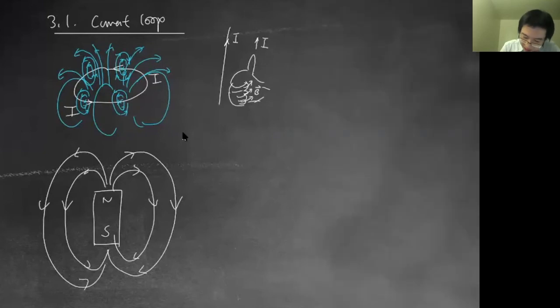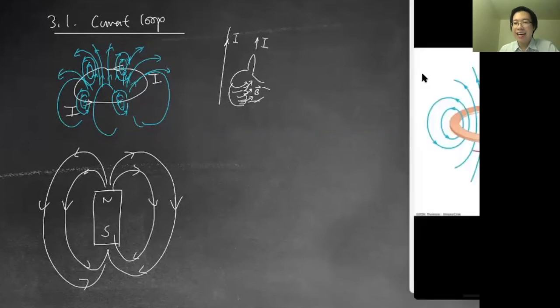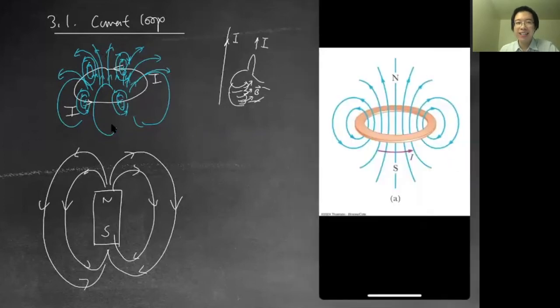So inside this loop, the fields are going up, and outside the loop, the fields are going down. So it almost looks like a permanent magnet with a north pole here and a south pole here. So you can use the current loop to actually mimic the effect of a magnet. This is quite interesting.